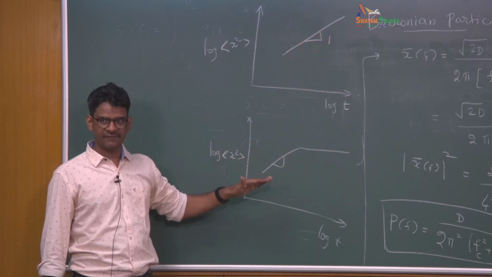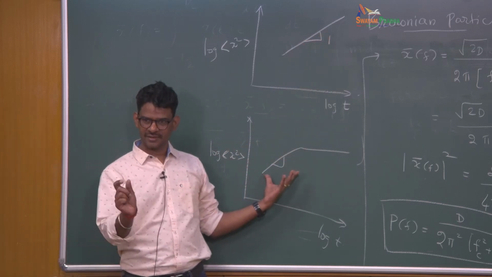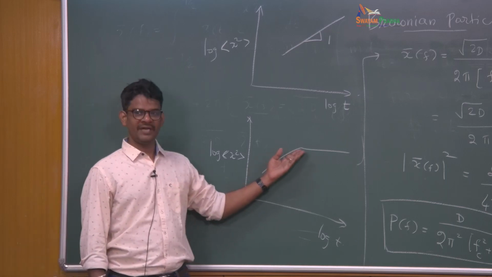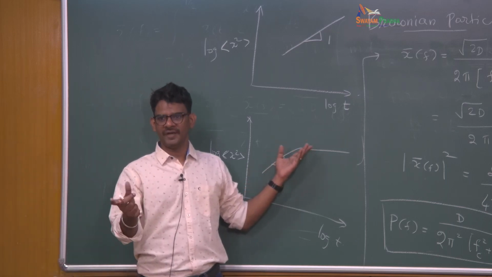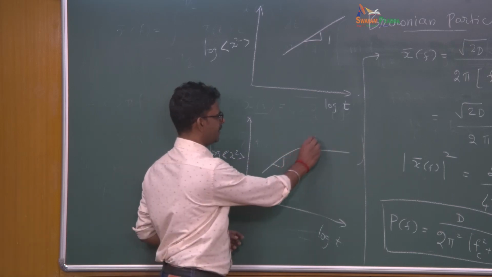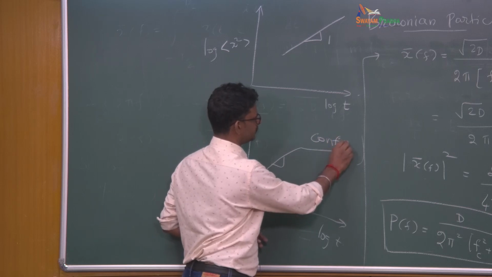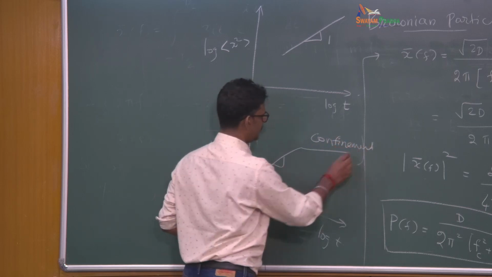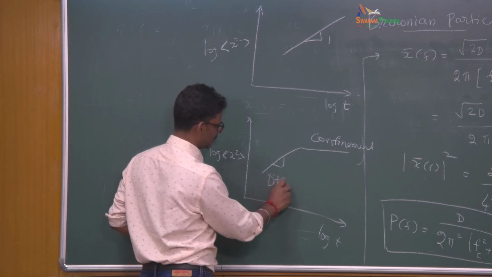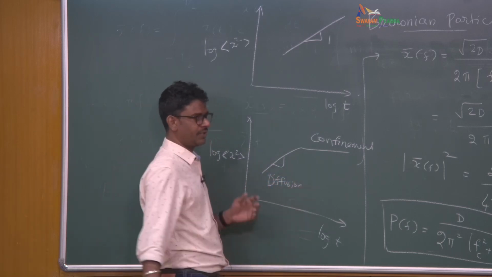When the particle is confined, at very short time scales you will see Brownian diffusion, but then if you wait long enough, you see this particle as if it's confined. Okay, so the mean square displacement will saturate. So we say this is confinement and this is diffusion, in other words, a Brownian motion.